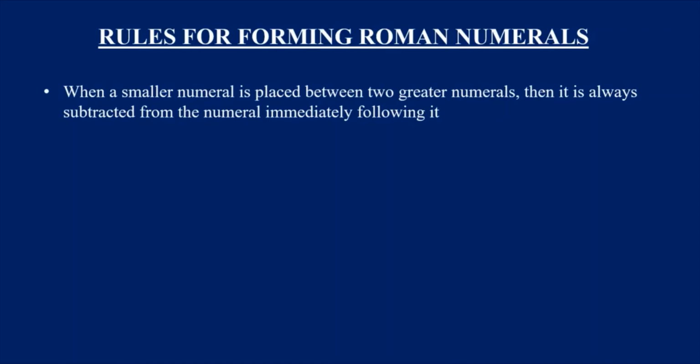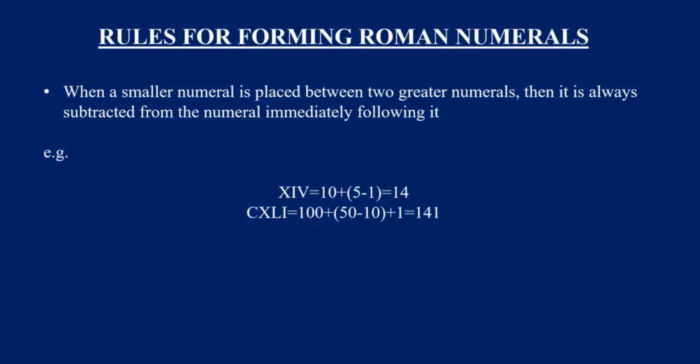The next rule. When a smaller numeral is placed between 2 greater numerals, then it is always subtracted from the numeral immediately following it. See here, XIV. So the smaller numeral is I and the greater numeral that follows it is V. So we write it as X is 10 plus 5 minus 1. That is 10 plus 4, 14.